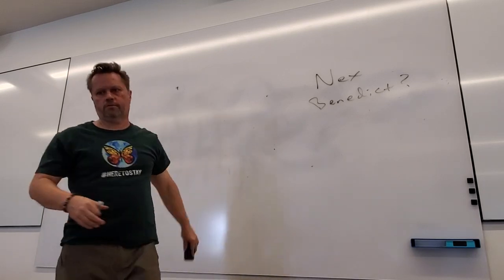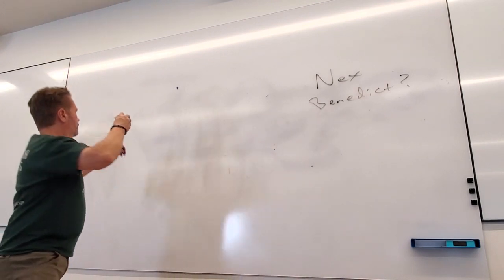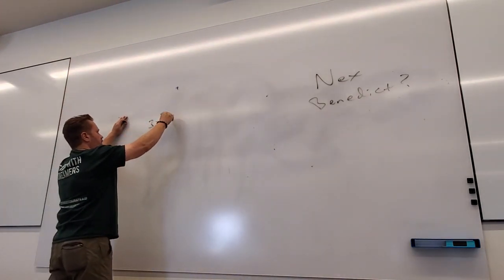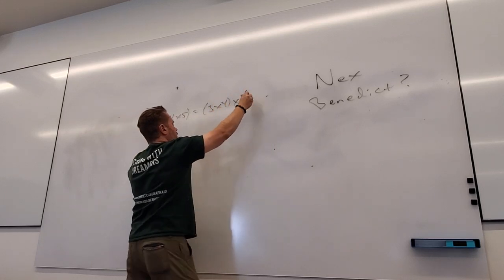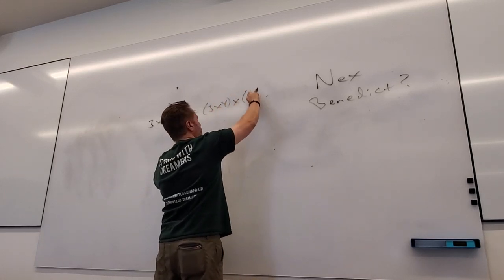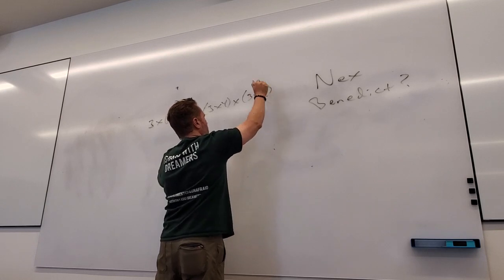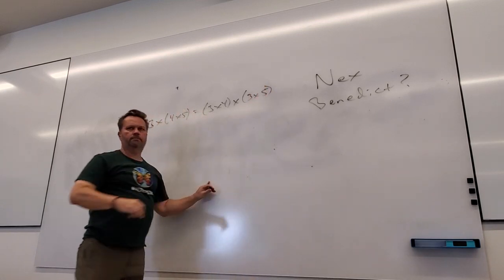Let's see. What was it? 3 times 4 times 5, right? Oh, 3 times 5, is that right? Yeah. Good job. Pass, Jeff. Okay.